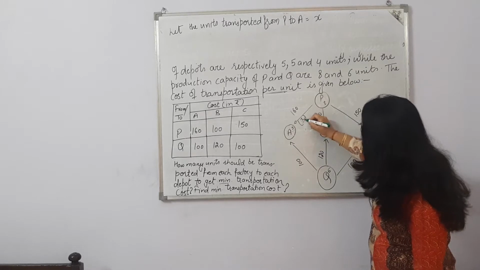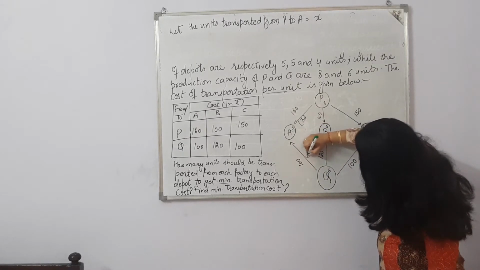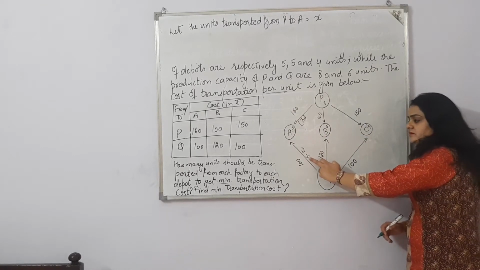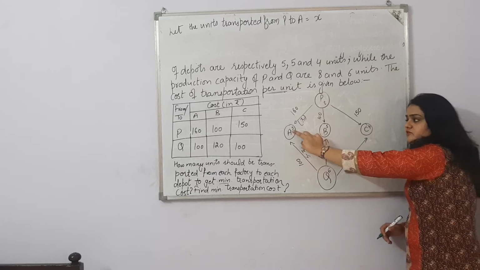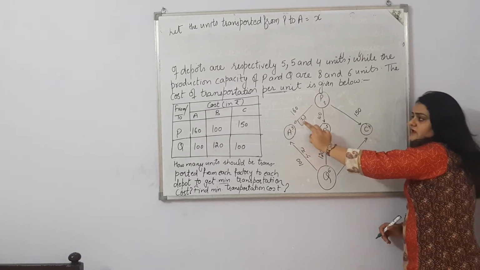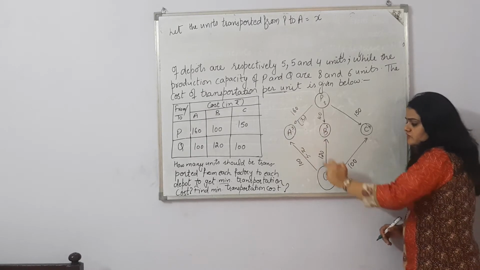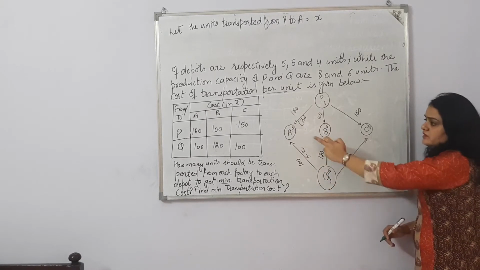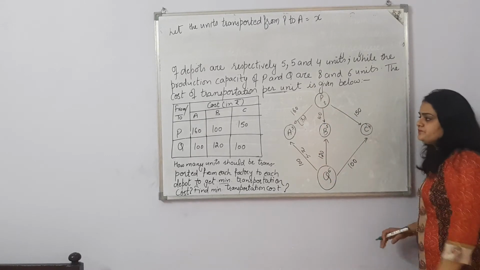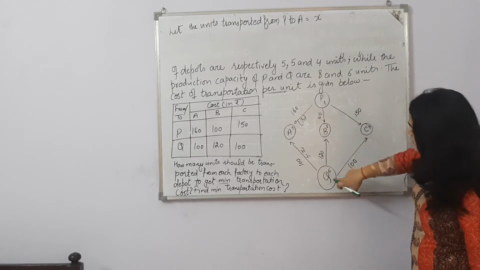So if he is having X commodities from P, then he can receive 5 minus X, because the total capacity of A is 5 units. If he is taking X units from P, then 5 minus X units from Q. X units from P, 5 minus X units from Q. This is the quantity taken from Q.